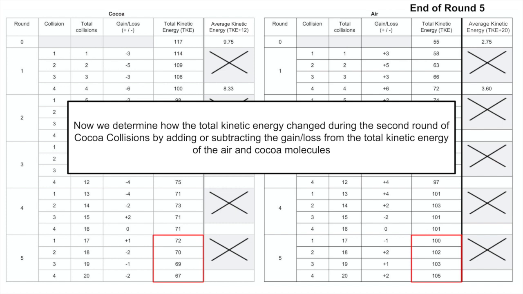If we add and subtract these gains and losses from the total kinetic energy, we see that the air ended round 5 with a total kinetic energy of 105, while the cocoa ended the round with a total of 67. Be sure that you fill out all the gains, losses, and total kinetic energy values in your table. Also, it will be up to you to calculate the average kinetic energy in the cocoa and air molecules.